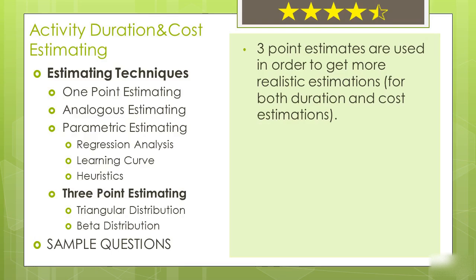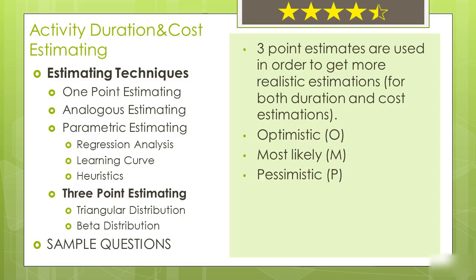We use three estimations in order to calculate the more realistic estimation. These are optimistic estimation. This is what if everything goes well scenario. This is abbreviated as O. Most likely estimation. This is most likely we will finish it, or most likely cost of this activity will be scenario. This is abbreviated as M. Pessimistic estimation. This is what if everything goes wrong scenario. This is abbreviated as P.